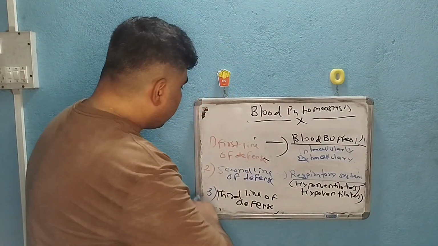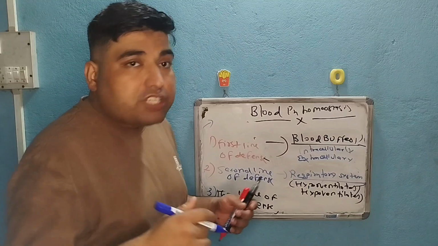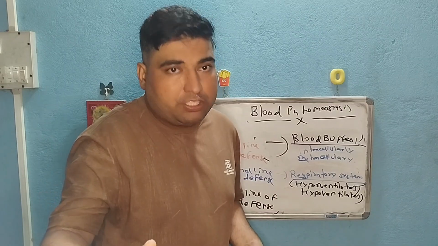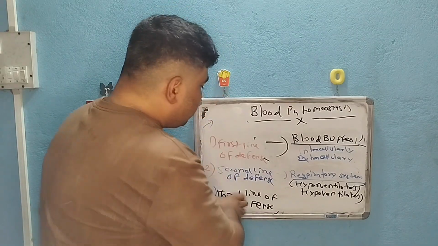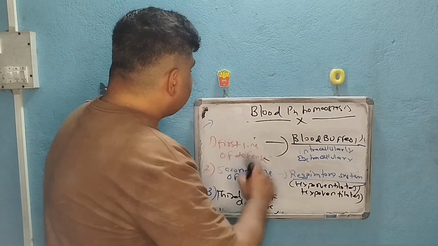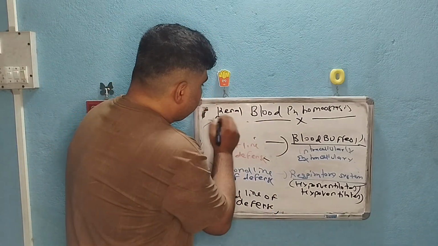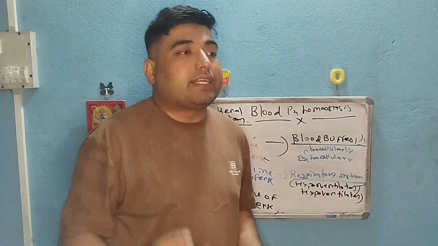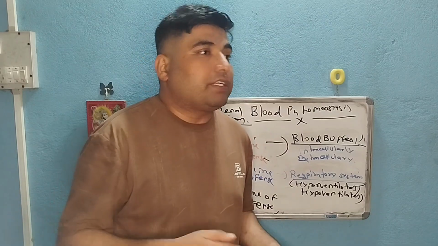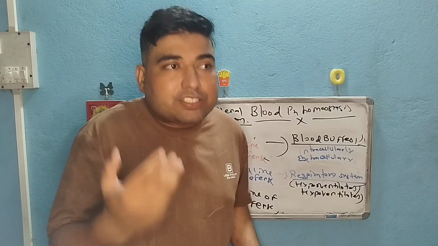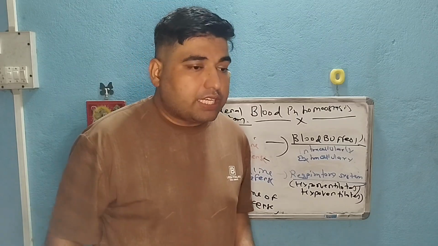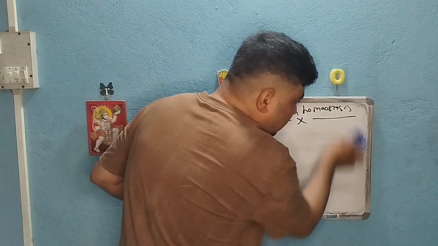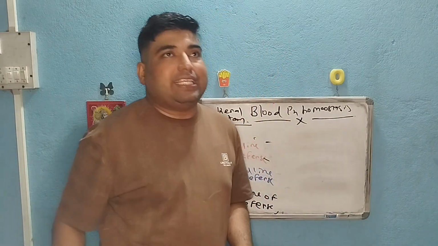And the next one, the last one and the most efficient one, which takes time to come into action, one or two days, is the third line of defense, which is the renal system, the kidneys. The renal system comes late into action but is the most efficient buffering system in our body. And what does this renal system do?